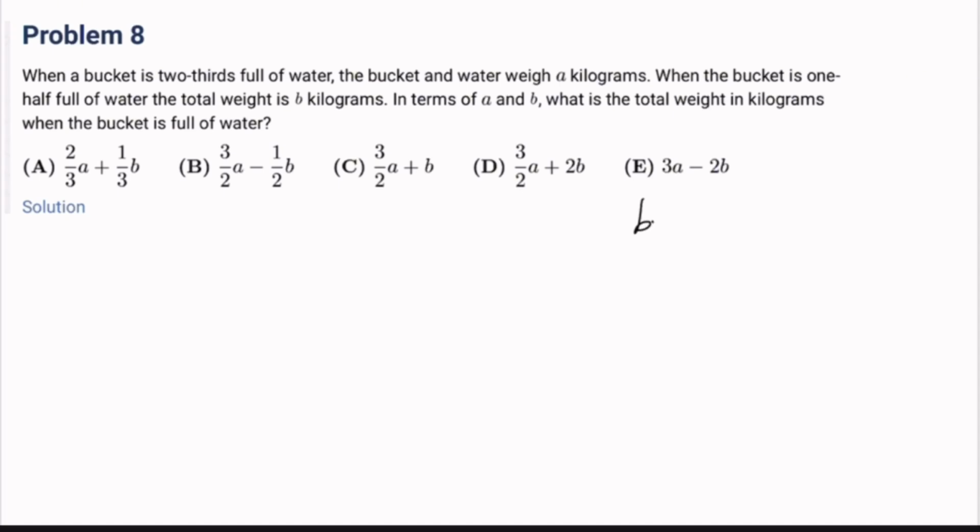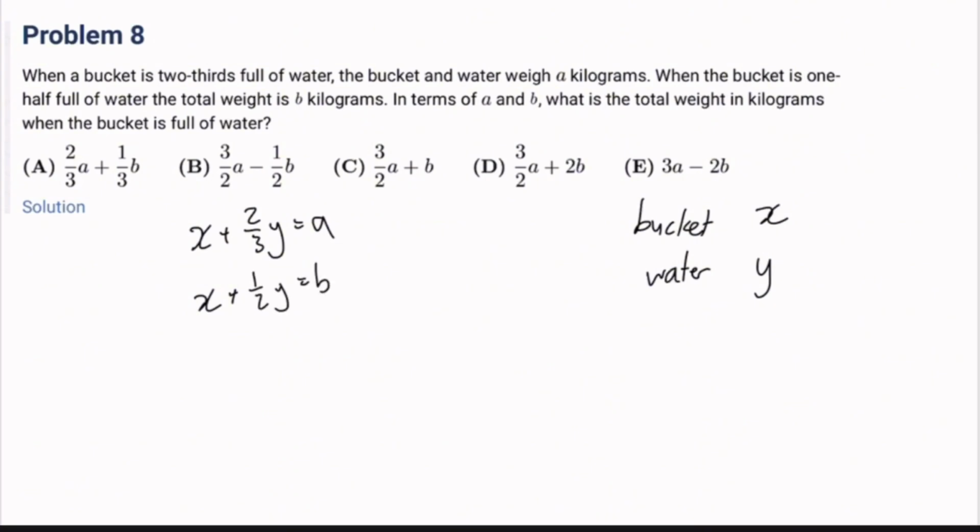Let's say that the bucket's weight is X and the water's weight is Y. And so when a bucket is 2/3 full of water, it's X plus 2/3Y. This is equal to A. And when it's half full of water, it's X plus 1/2Y. This is going to be equal to B, right? And so if we subtract those two, then that's going to give us 1/6Y. This is going to be equal to A minus B, right?